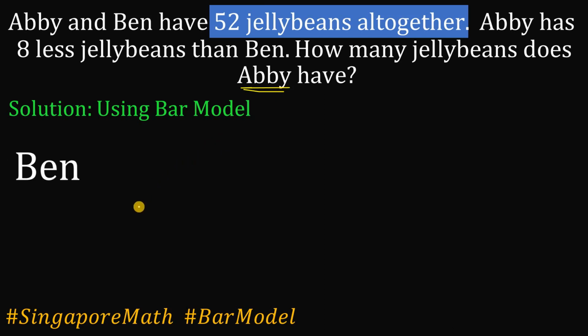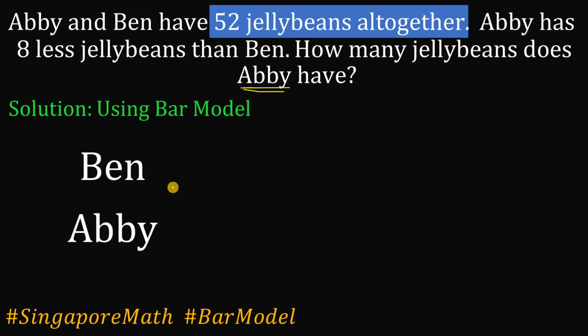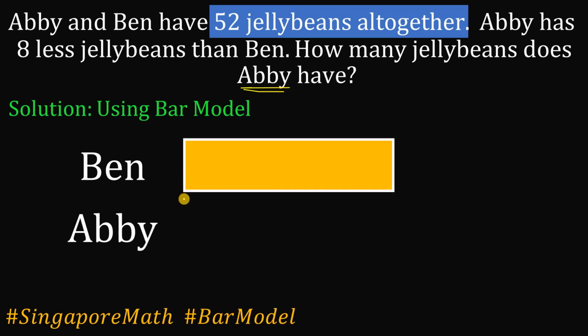Alright, so let's have Ben and Abby. Now, let's have a bar for Ben. Now your question, can we first have the bar for Abby? And the answer is yes, of course. You get the same result afterwards. Now, here's the bar for Ben, and this bar represents the total jelly beans Ben has.